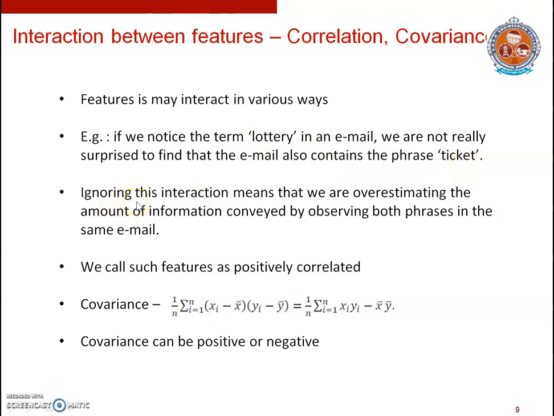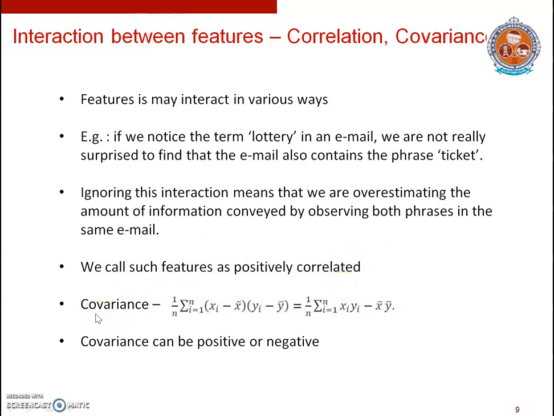Ignoring this interaction means we are overestimating the amount of information conveyed by both these words in the same email. So only the information conveyed by one of the words should be used, and the information conveyed by the other word should not be used in such cases. We call such features positively correlated features.